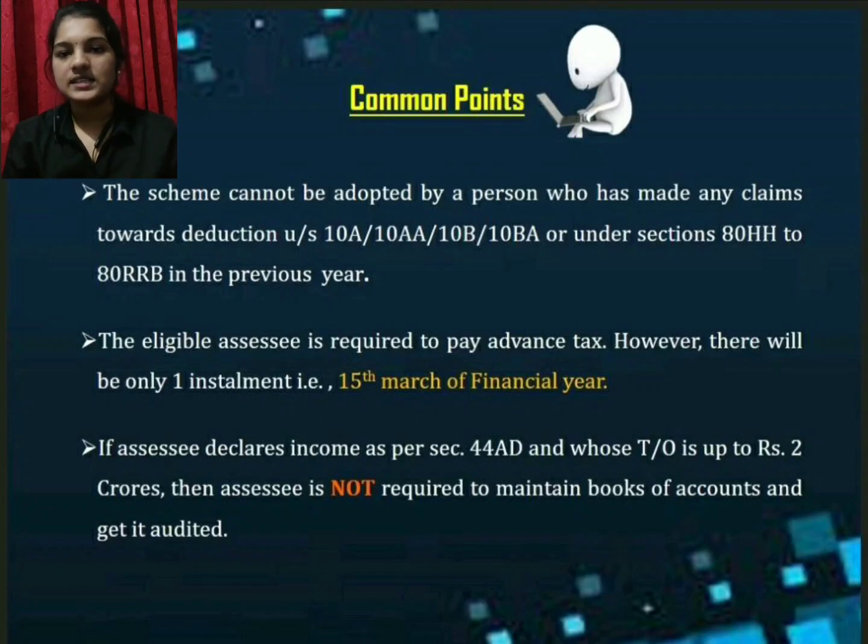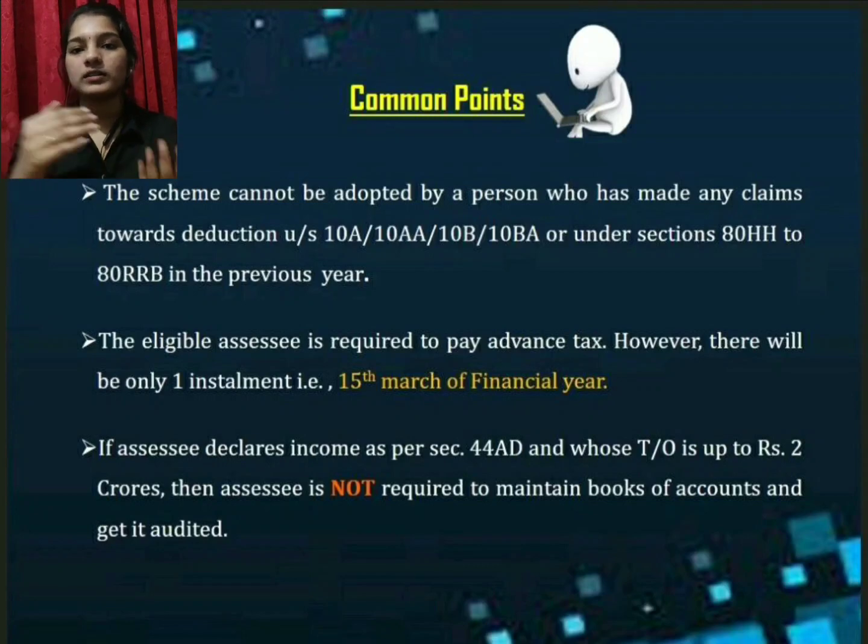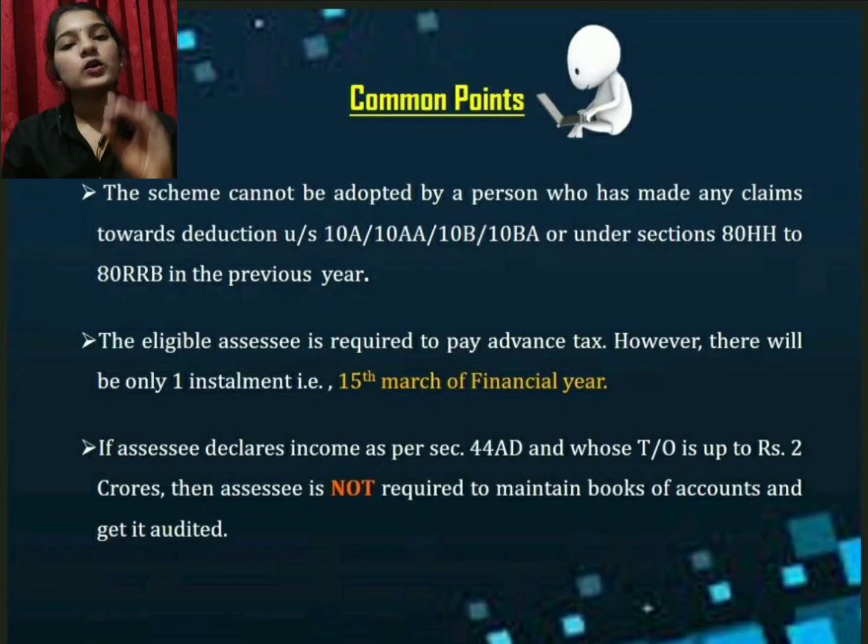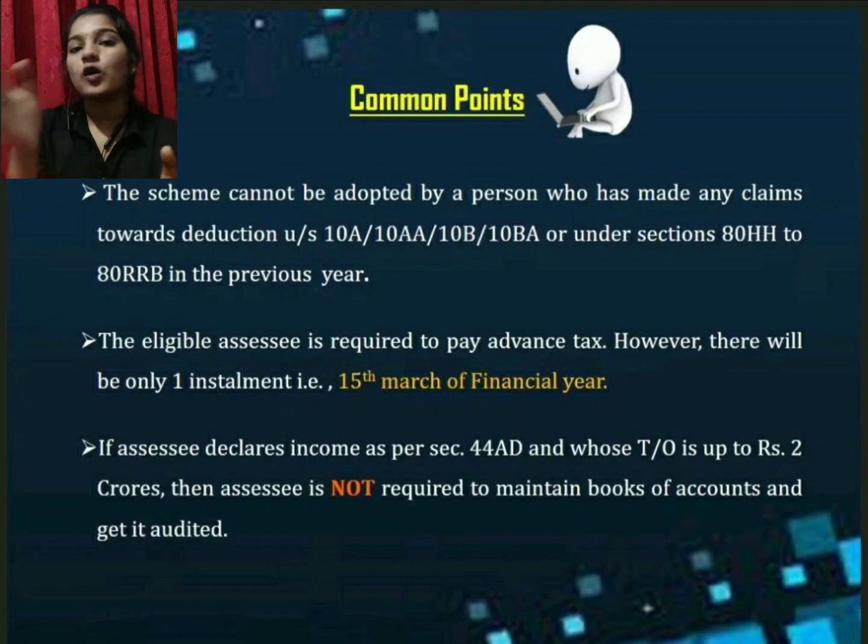But if the assessee opts for presumptive taxation scheme, then even if his turnover or the profit is more than the limits, he is not required to maintain books of accounts or get it audited. For example, for an assessee having turnover of 1 crore 50 lakhs rupees, under normal provisions, he is required to maintain books of accounts because his turnover exceeds 10 lakhs rupees, and he is also required to get his books of accounts audited because his turnover exceeds 1 crore rupees. But if the assessee opts for presumptive taxation, then he is not required to maintain books of accounts and get it audited.